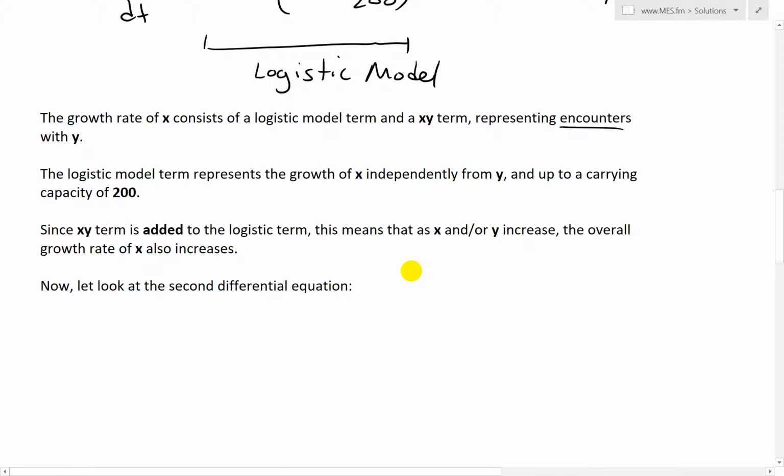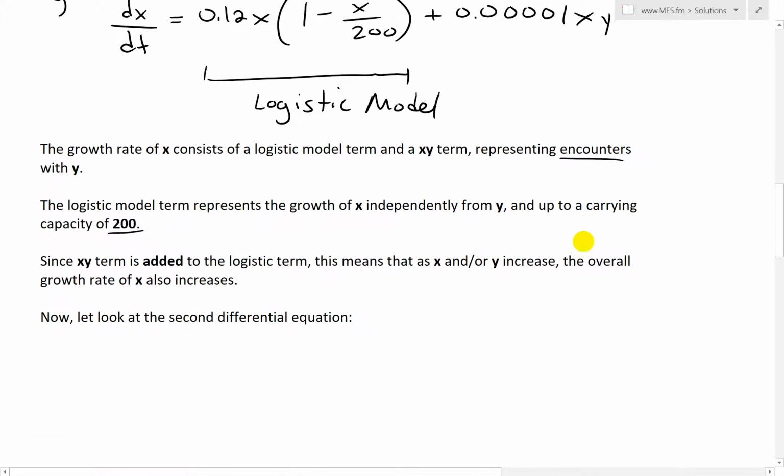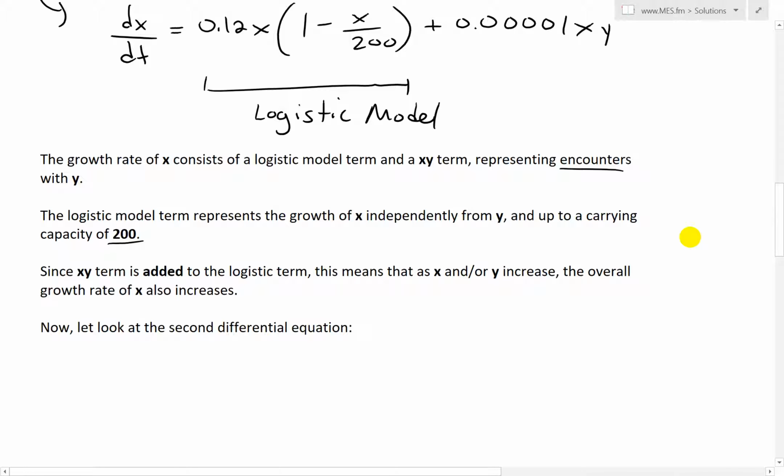So the logistic model term represents the growth of x independently from y, up to a carrying capacity of 200. If we ignore the y, so if y is 0, we end up with just this logistic model where the growth rate of x increases up to the carrying capacity of 200. That's when we look at the term independently from y. And since the xy term is added to the logistic term, this means that as x and or y increase, the overall growth rate of x also increases.